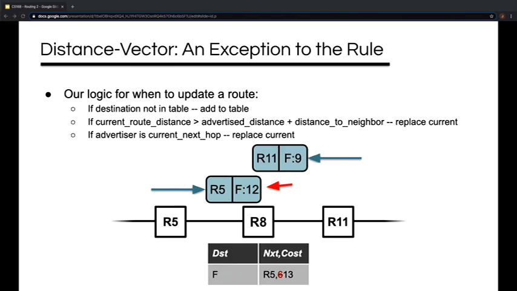Like if you'd left your routing table at 6, then when you got that 9, the 9's worse. You're not going to pick it. But R5 is also telling you 12. And so if you take the 12, now all of a sudden the 9's better. Does that kind of get at what you were getting at? Yeah.